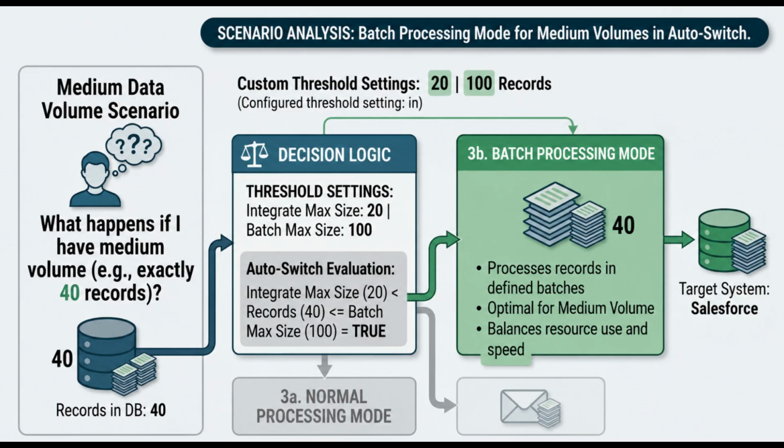What happens when we start the processing? We expect that if the number of records from the database is greater than 20, but less than or equal to 100, for example 40 records, it will run in batch processing. Now, let's look at the real case.